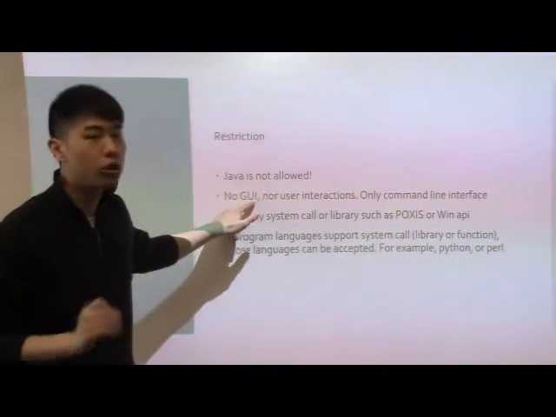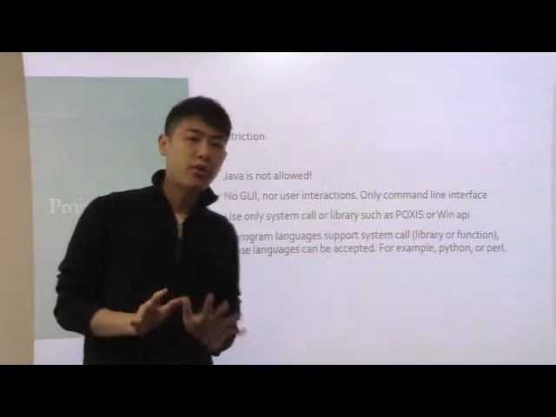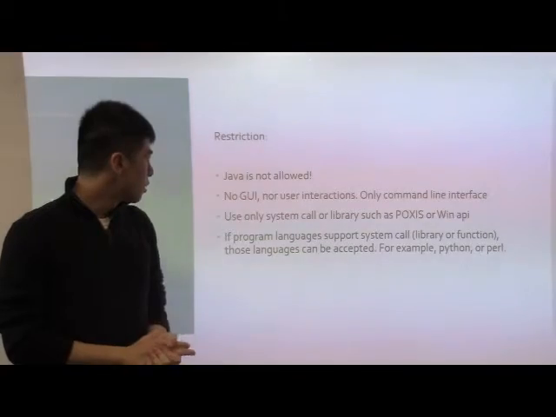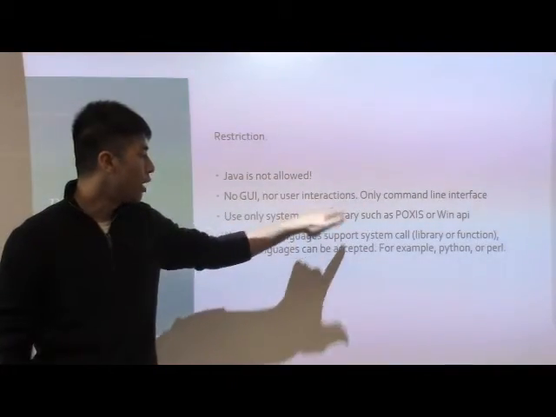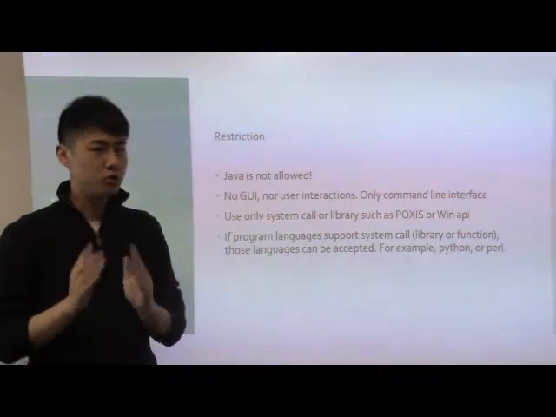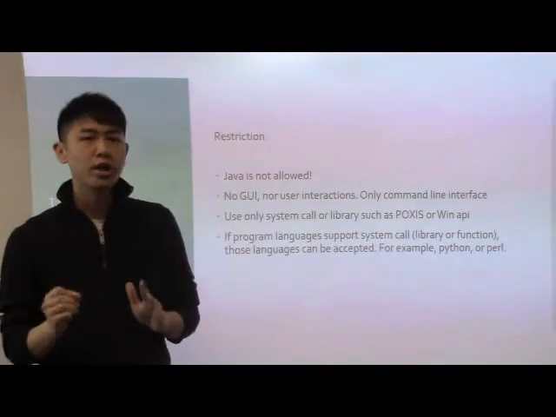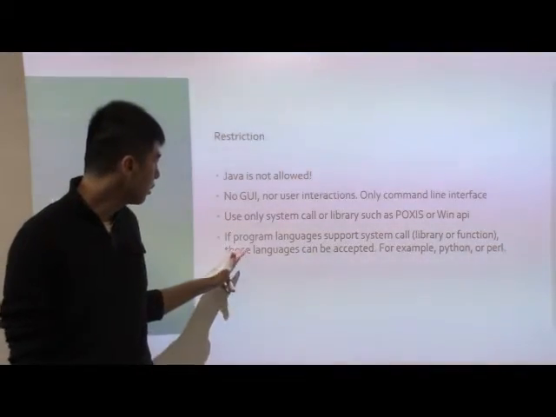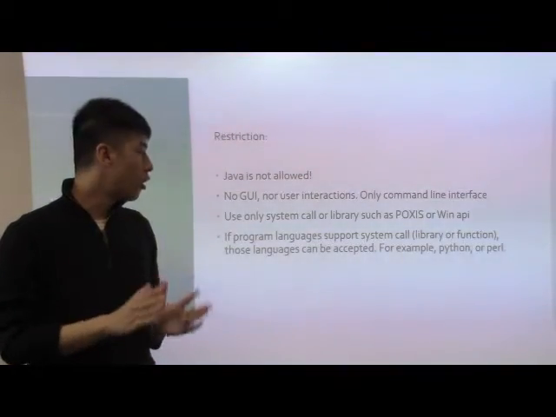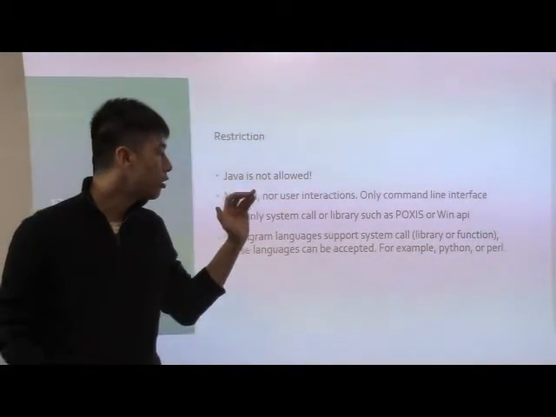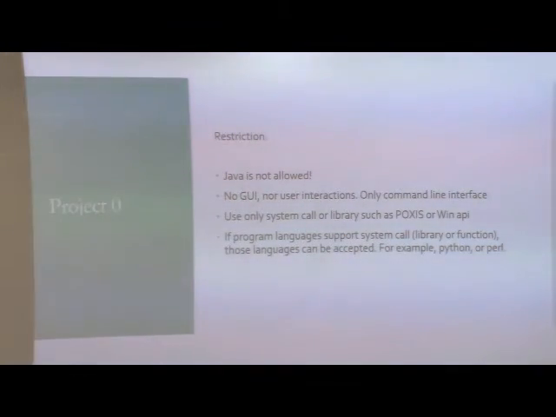And then there is no GUI, no UI, so there is only a command line interface. Third, you can use only system calls or libraries, so that you cannot use Java. And you can use pipes or the Windows API. And finally, if the programming language supports system call libraries, like Python or Perl, you can use it. Okay, that's it.